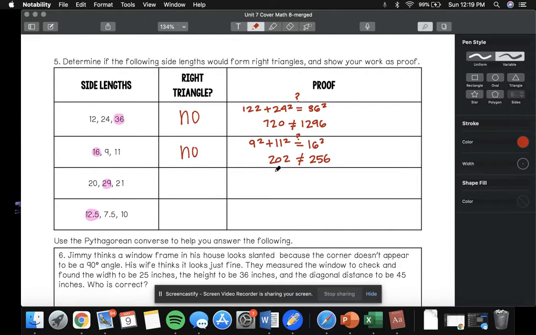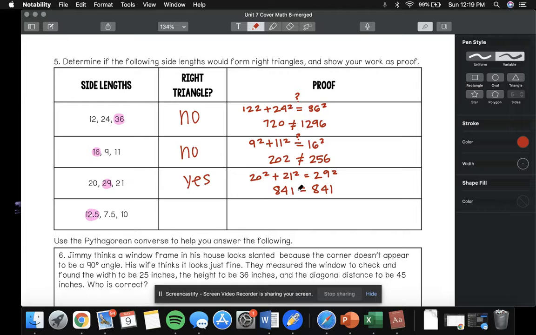Okay. All right, next I'm going to do my two small sides, so 20 squared and 21 squared, trying to see if that's equal to my longest side. So 20 squared plus 21 squared is 841. Testing 29 squared, which is also 841. So yes, this is a right triangle. Go ahead and try this last one for me.